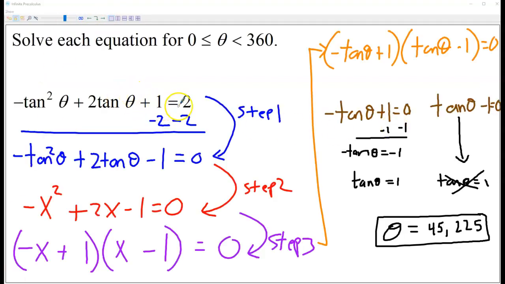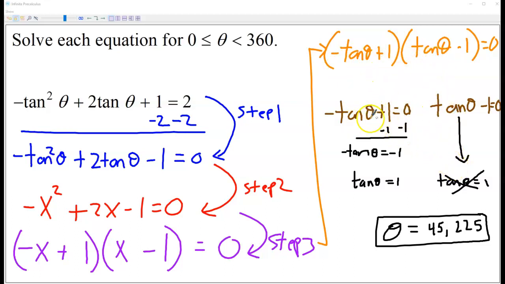All right, guys, so step 1 is to subtract 2 on both sides. Step 2 is to replace the tangent with a letter, so I just chose x. Step 3 is to factor, that's what this would be here. Step 4 is to replace the x with the tangent again. And then step 5 is to solve by setting each of these equal to 0 and solving.